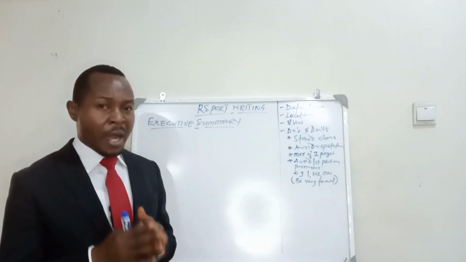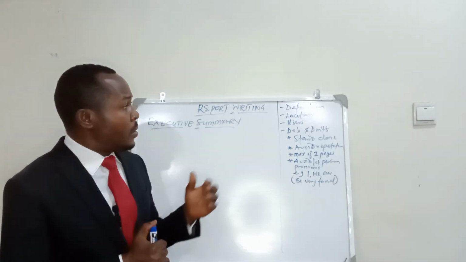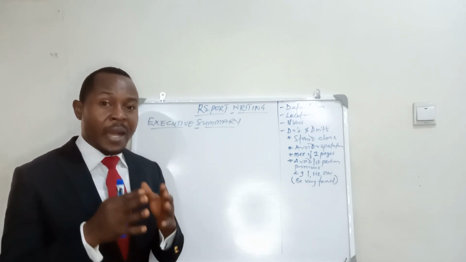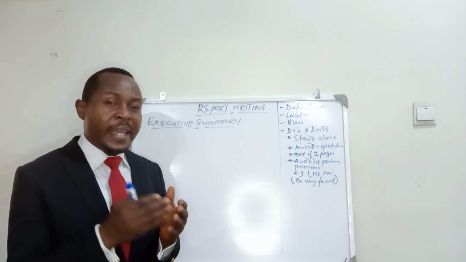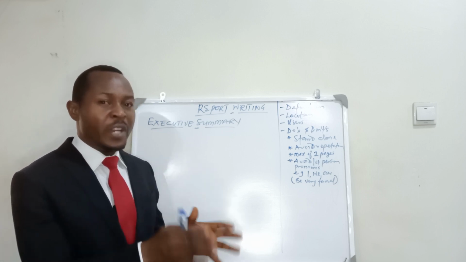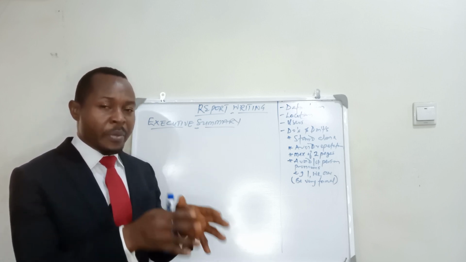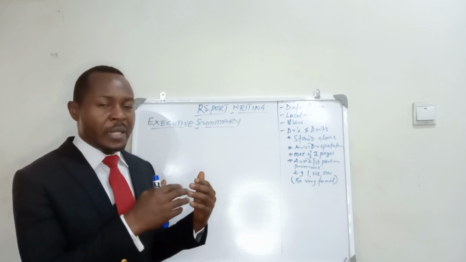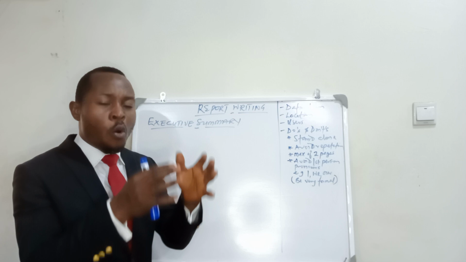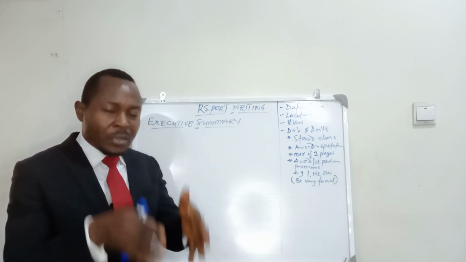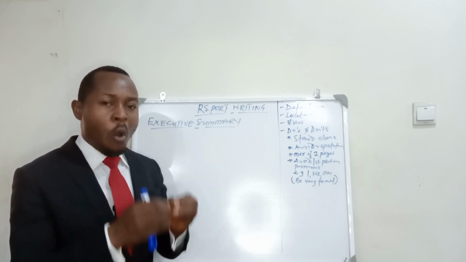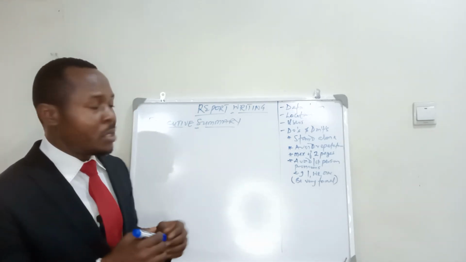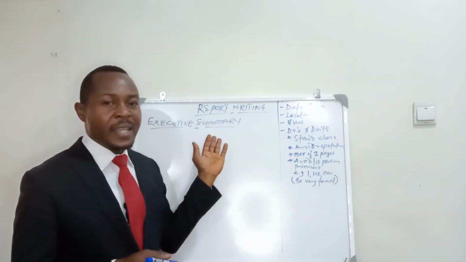So, like we said in our earlier class, we started by telling us about the definition. We said executive summary is the abridged version of the report that you are writing. Despite the fact that it comes at the beginning, it must contain all that is in the report. You must compress all the information in the report to form your executive summary.